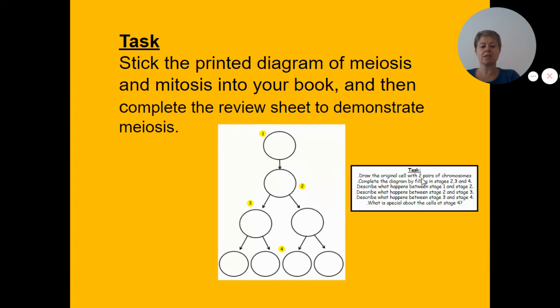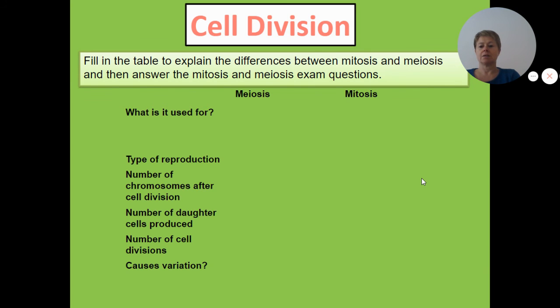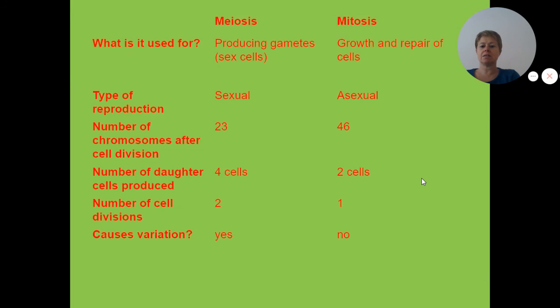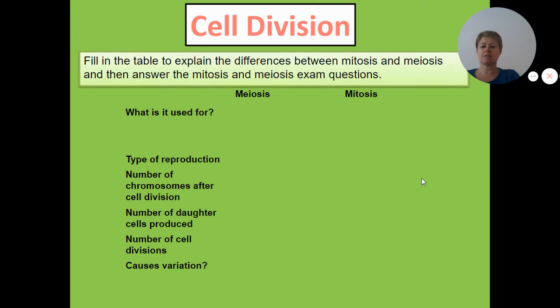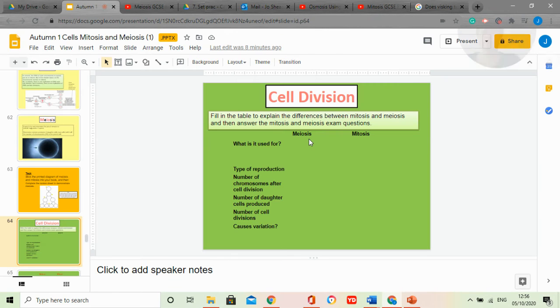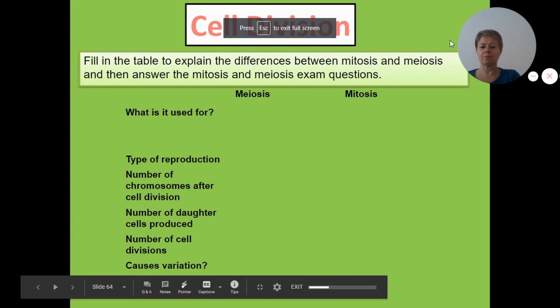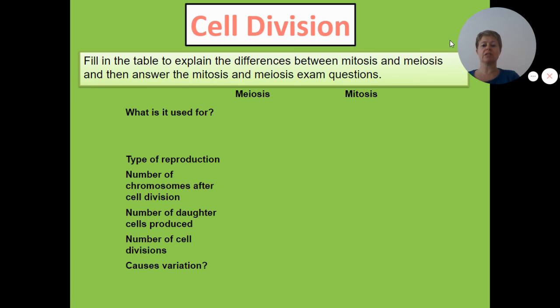Moving on to the next task now. So the next task is, sorry, that hasn't come up properly. Oh, I've lost my table. This was a table, sorry folks. So you could make a table to show the differences and similarities between meiosis and mitosis. So a table, or you could write down key points for each.